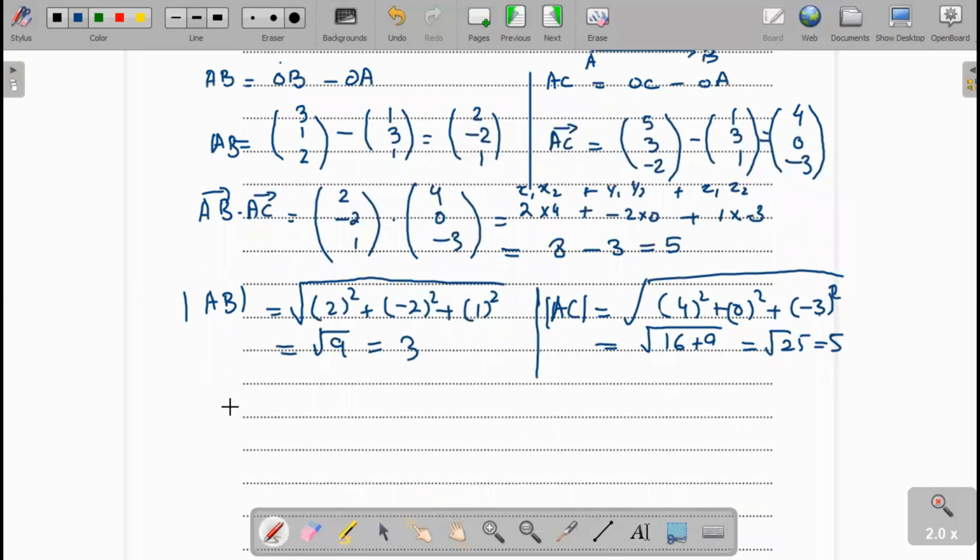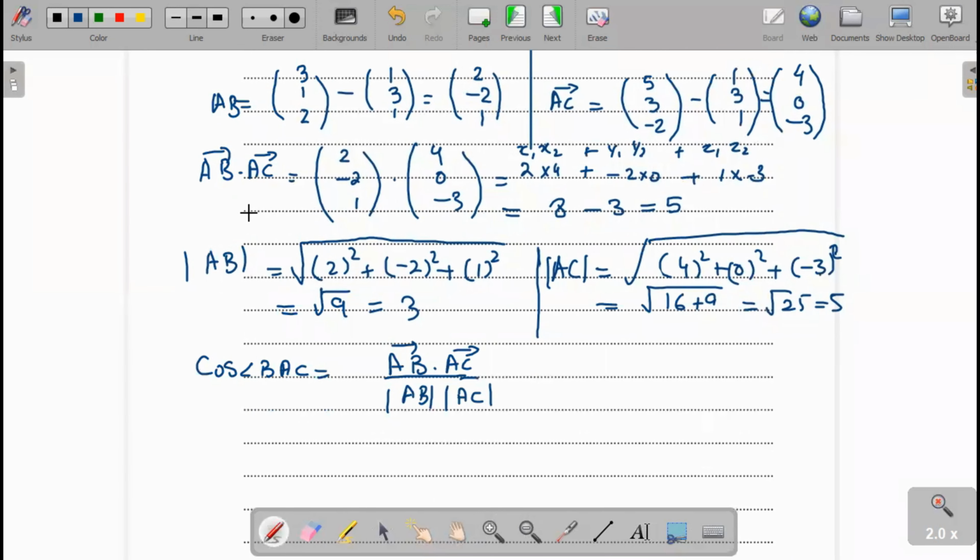Now the answer is 5. Therefore, cos of angle BAC will be equal to AB dot AC over AB magnitude times AC magnitude. This formula is also given in the formula sheet. Now you substitute the values. You see here AB dot AC is 5, AB magnitude is 3, and AC magnitude is 5. Therefore, the answer is cosine of angle BAC is 1 over 3. And this is the answer.